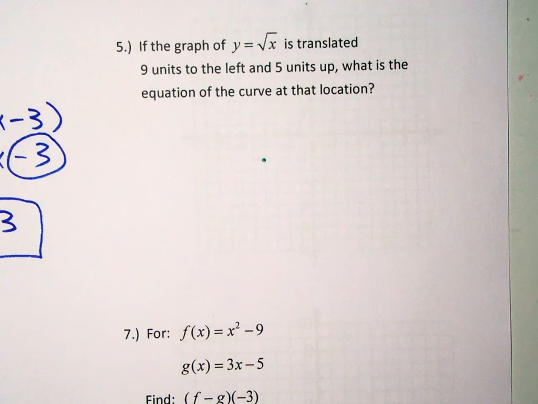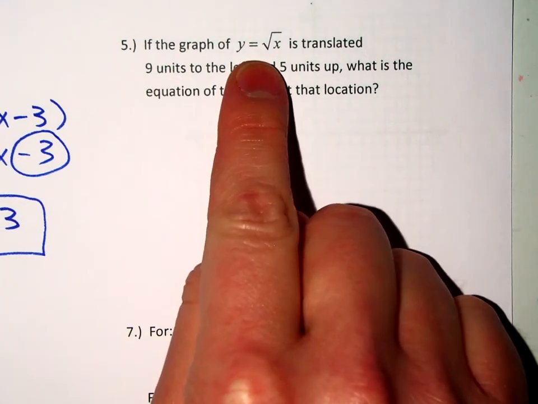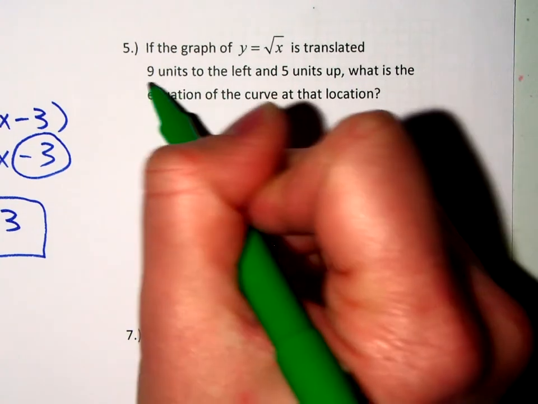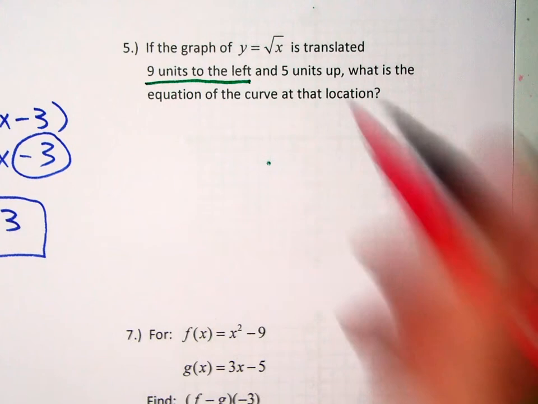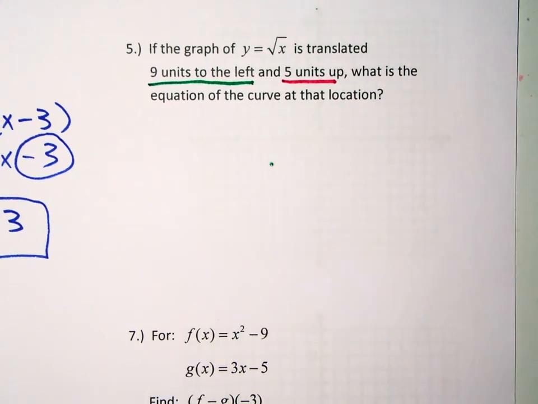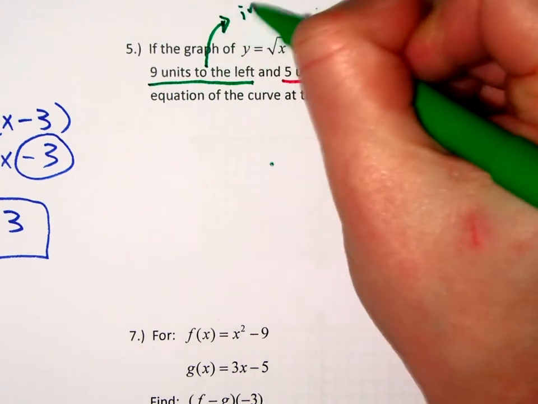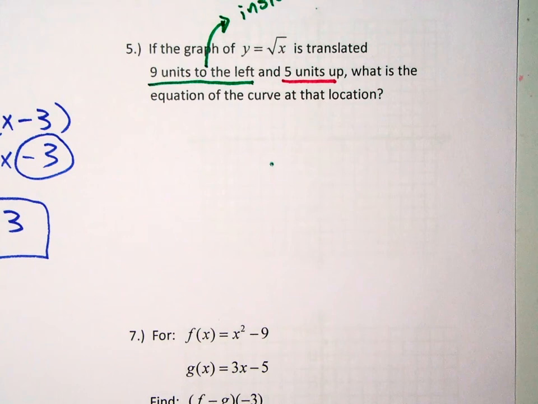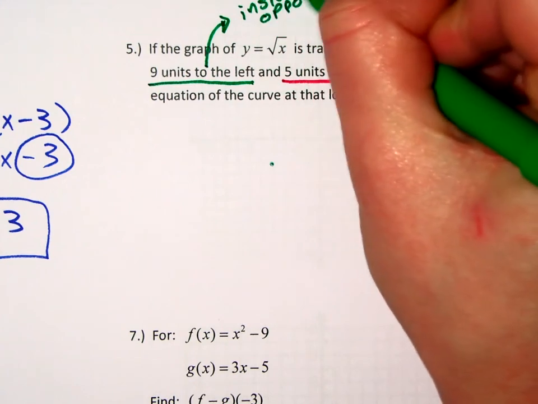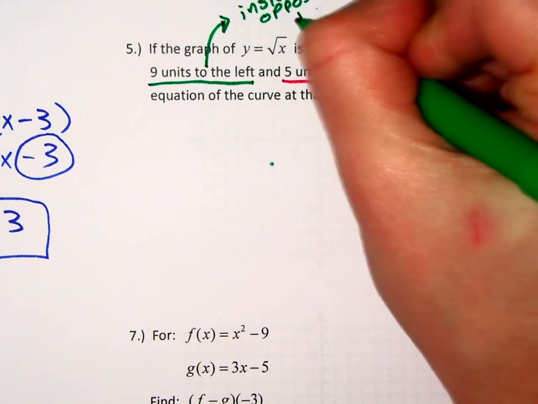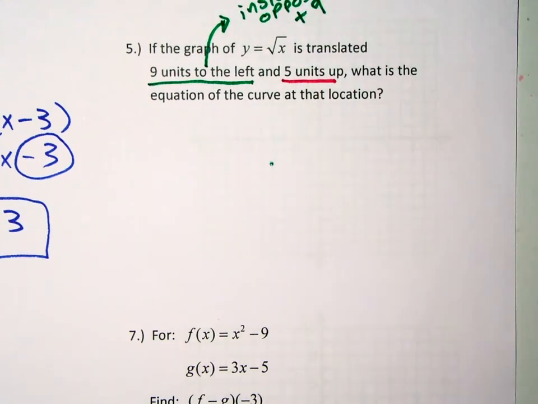Okay, so if I'm looking at number 5, it's asking you to take this graph, y equals the square root of x, and translate it 9 units to the left, and then 5 units up. So we have to think about what makes it move left and right, what makes it move up and down. And so remember, to move to the left, you have to change what's inside. And remember, because it's inside, it would do the opposite of what you would normally think. So normally, I think of moving to the left as going in the negative direction, but since we're doing the opposite, we would put plus 9.